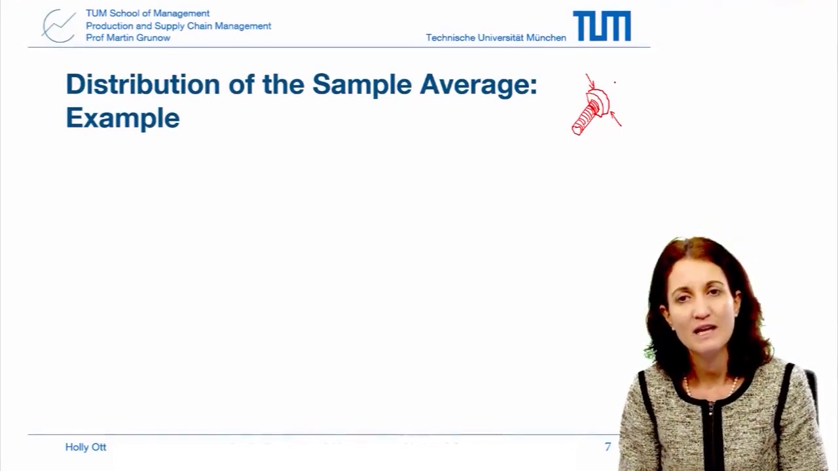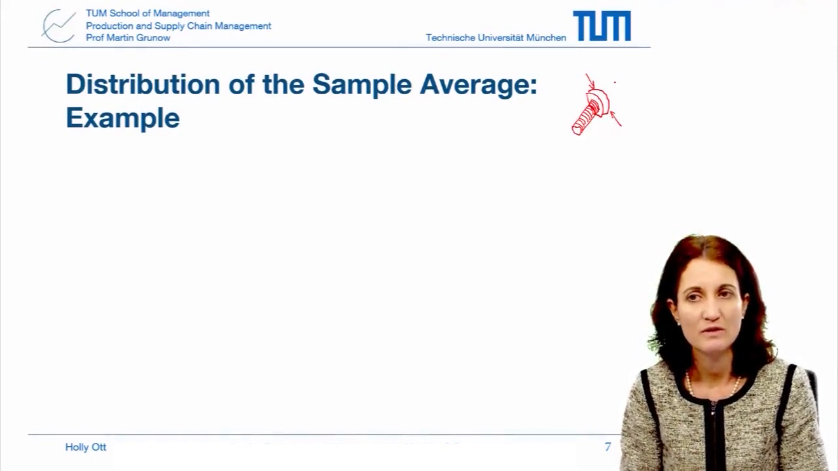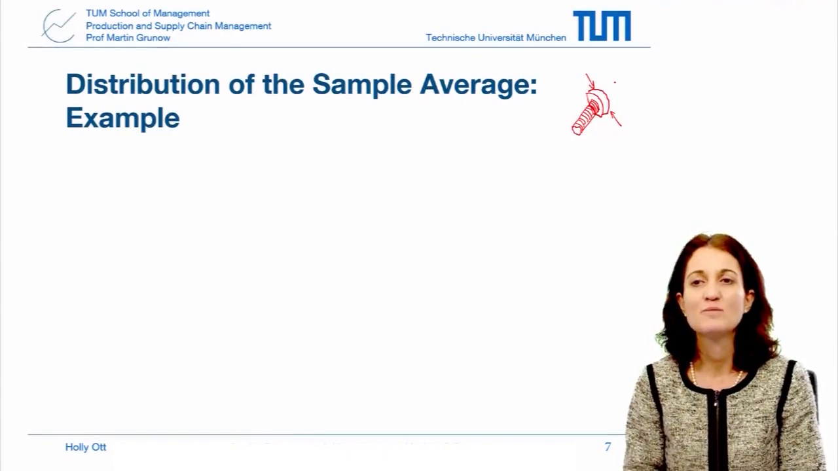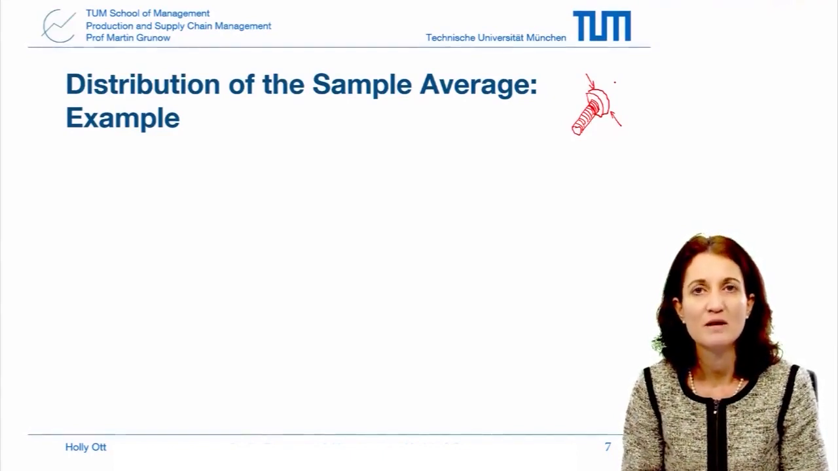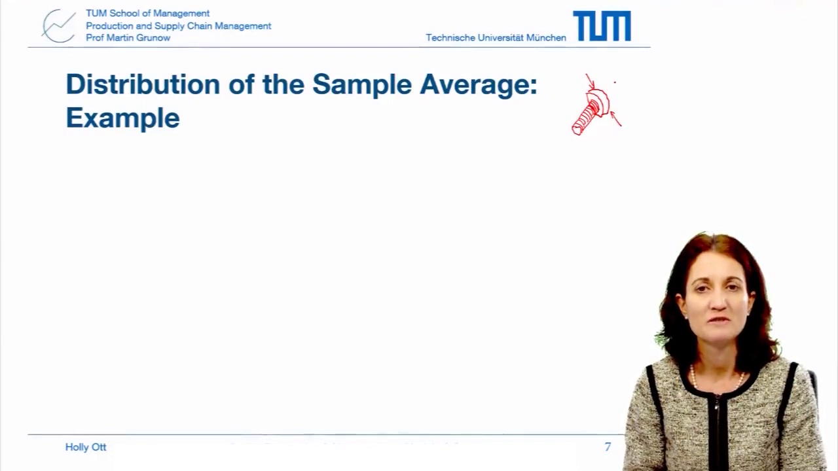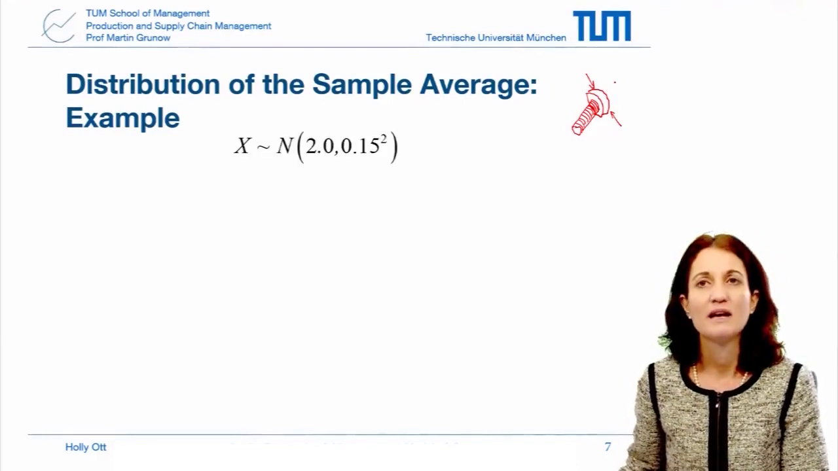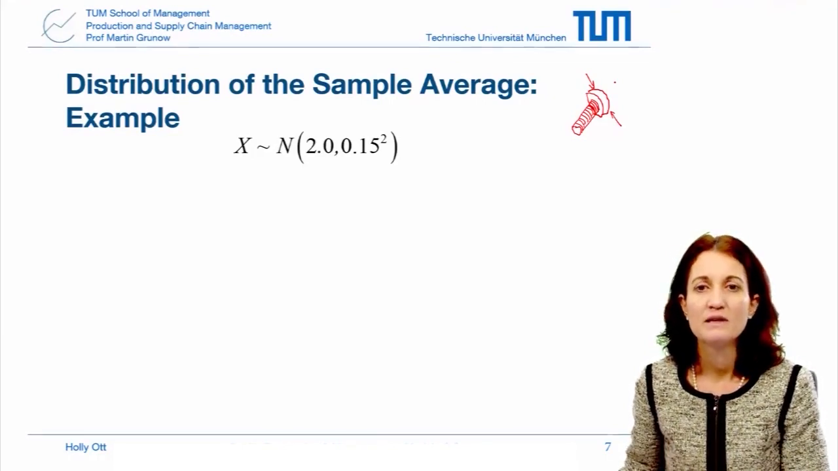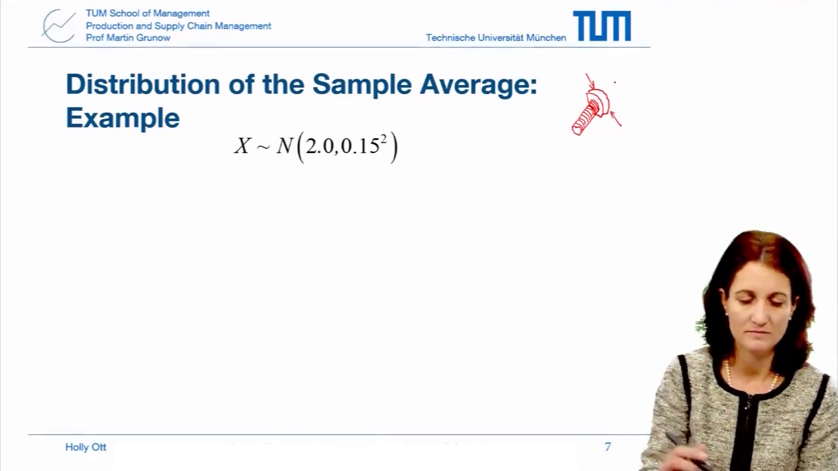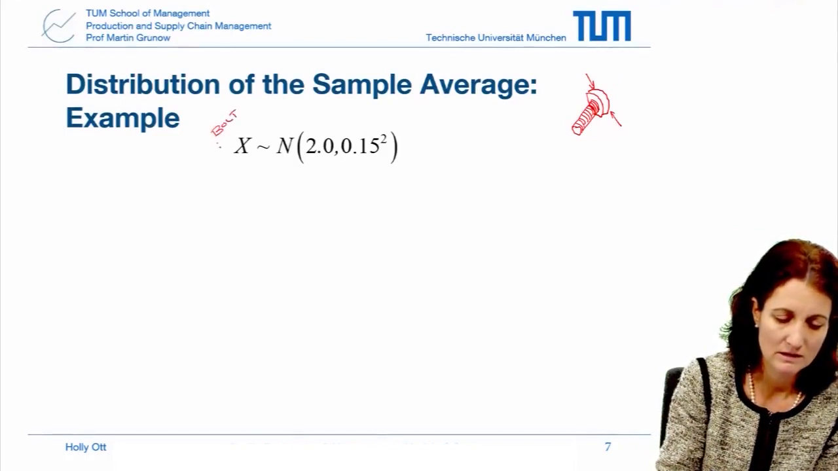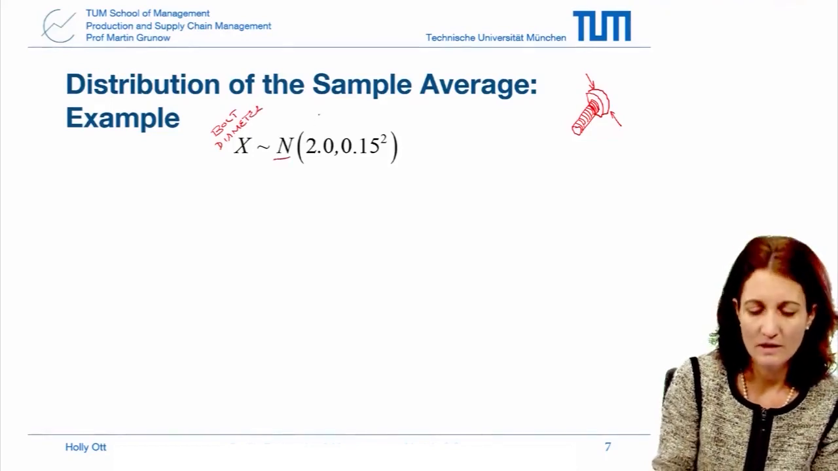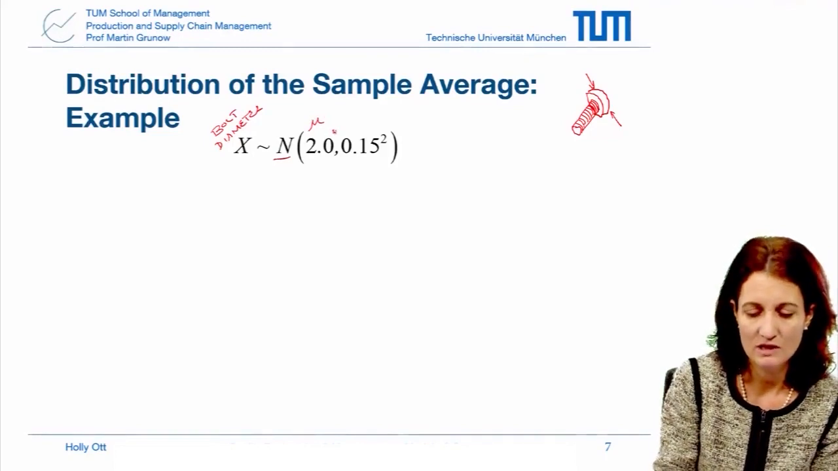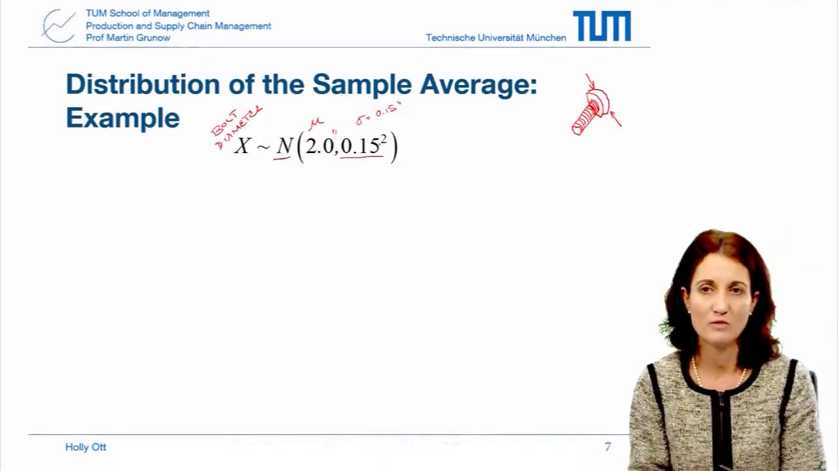Now you take a sample of 9 bolts and you measure those diameters. What is the probability that the average diameter from the sample will be less than 2.1 inches? Let's start. We have x, our random variable, which is going to be the bolt diameter. We know it's normally distributed with a mean equal to 2 inches and a standard deviation equal to 0.15 inches. So the variance is 0.15 squared.